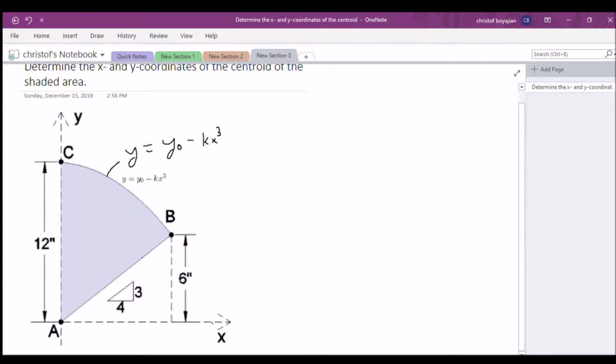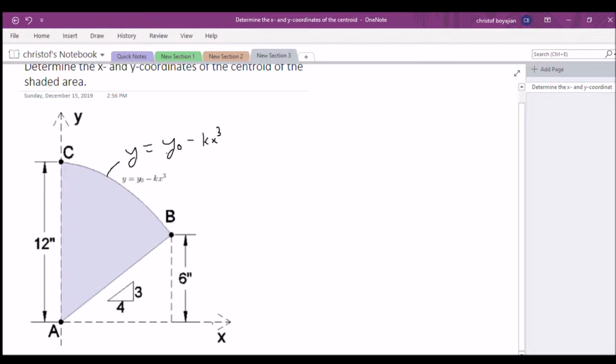You can use the method of composite shapes to solve this. You can pretend that this is a whole shaded area right here if you don't exclude this invisible area right here, and then you can subtract the centroid of this triangle later. But I'm going to do the integration method alone. And by doing that, we need some ground rules first.